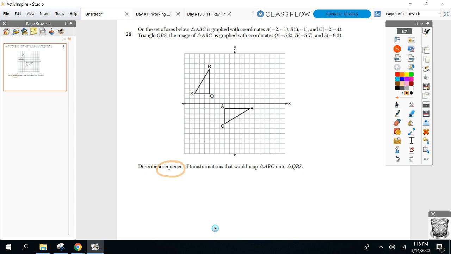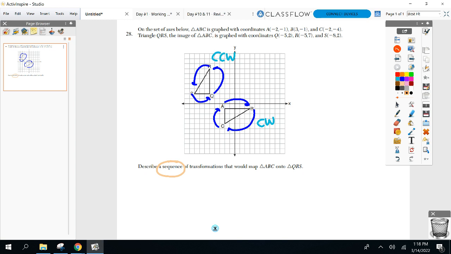Look at the order of the vertices. Look at the orientation, we called it. If I go from A to B to C back to A, what kind of direction am I going? That's clockwise, right? And that should match up with QRS. What direction am I going here? Q to R to S. That's what type of direction? So you guys told me this was clockwise and this was counterclockwise.